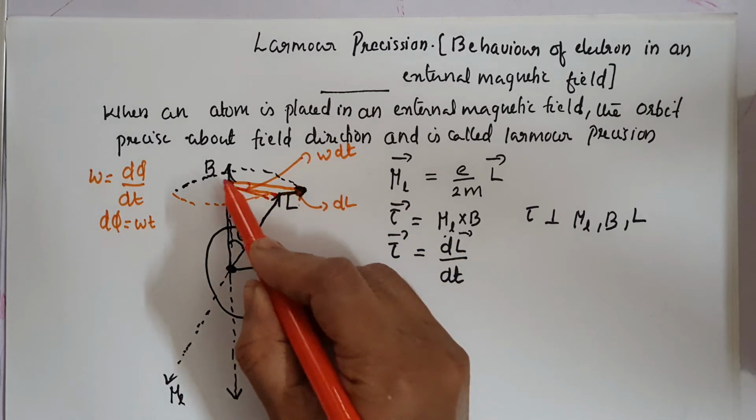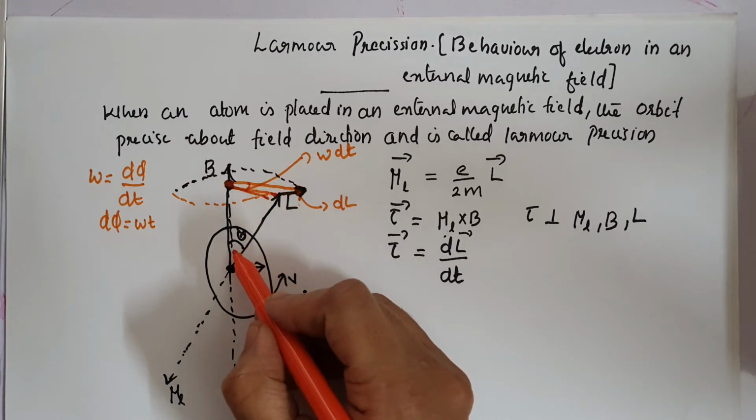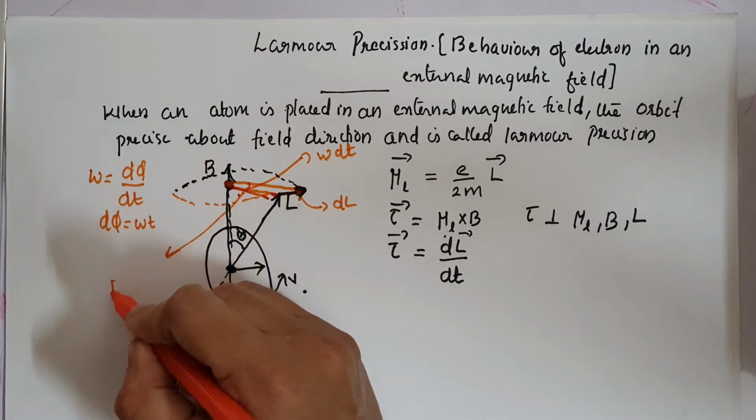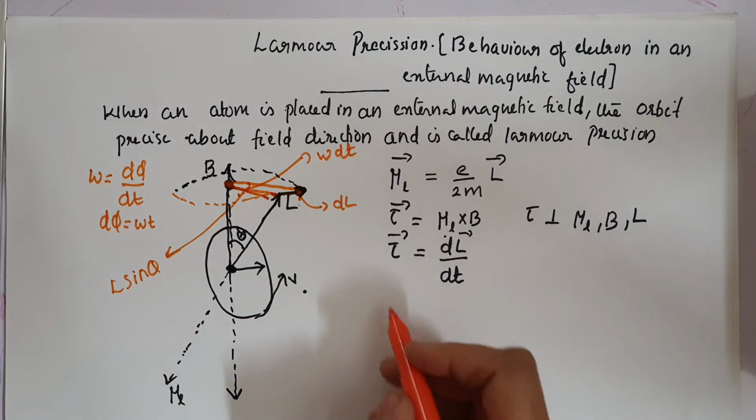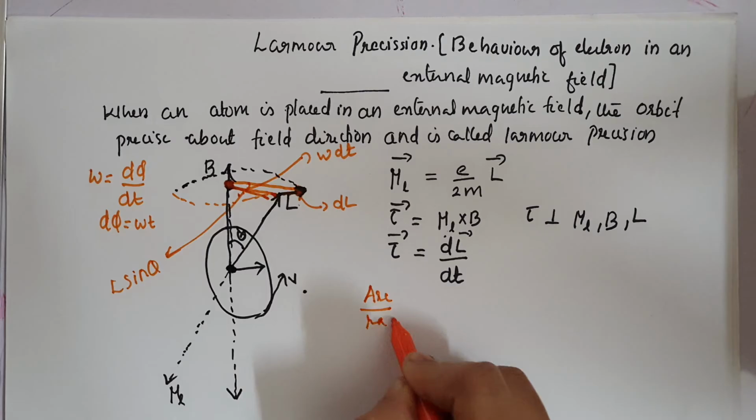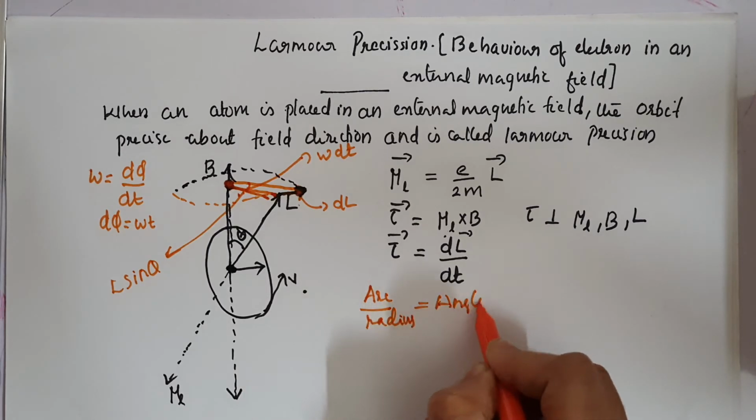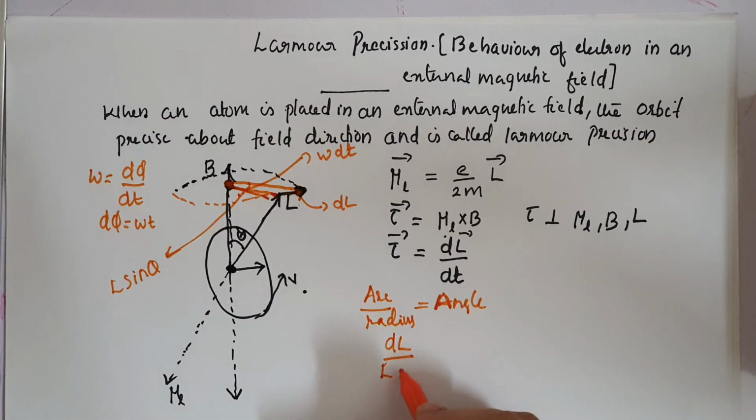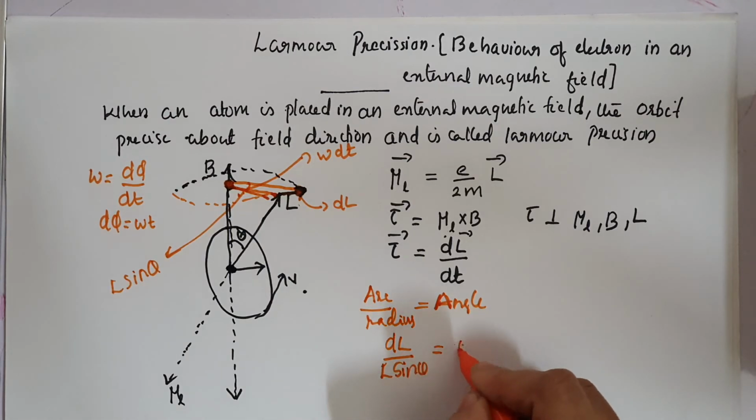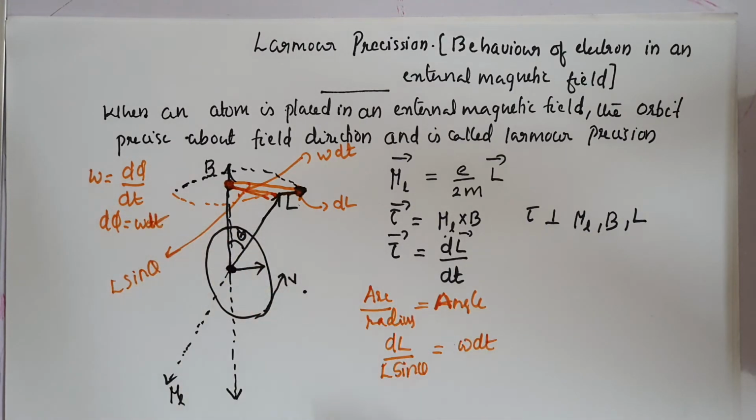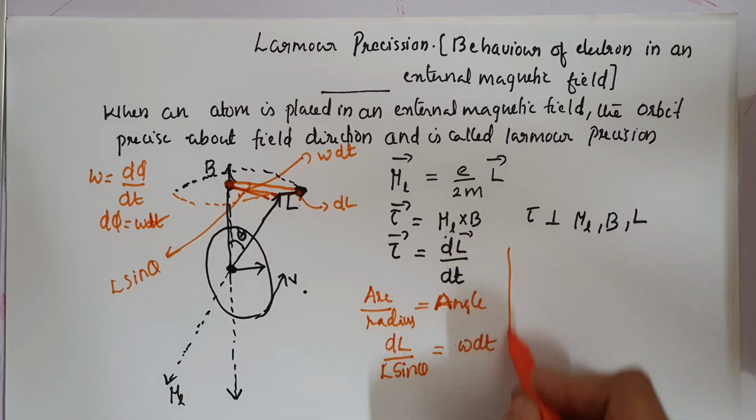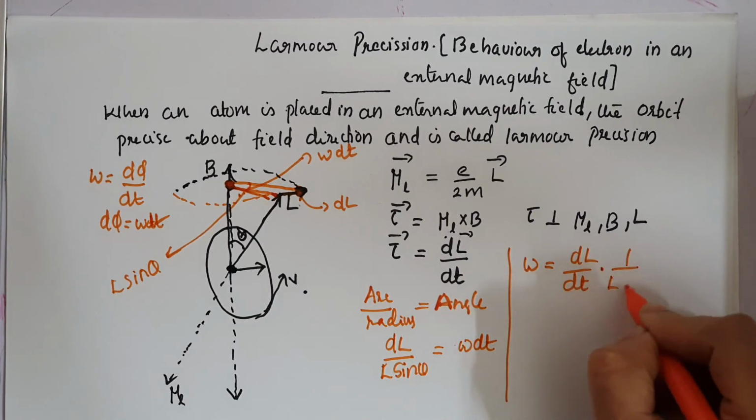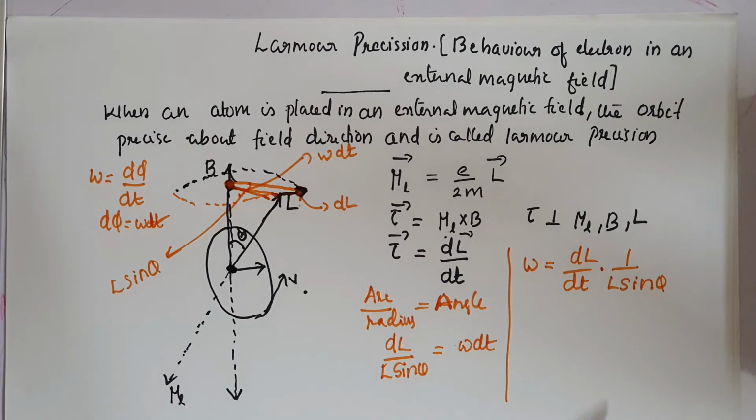And if we consider this as the radius of this circle, with respect to this theta we can represent it, because this is L and this will be the opposite side, that is L sin theta. So we can consider the equation arc by radius equals angle, where the arc is dL, the radius is L sin theta, and the angle is omega into dt. We can modify this equation: omega is dL by dt into 1 by L sin theta.